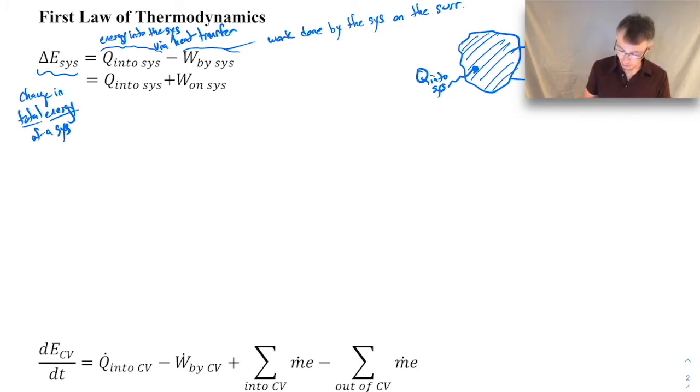So this expression that I'm highlighting is the form of the first law that we'll use very frequently for systems. Remember, a system is a particular quantity of matter chosen for study. It's all the same molecules. It's always the same substance that we're analyzing.